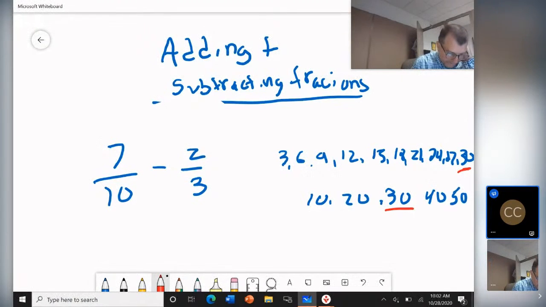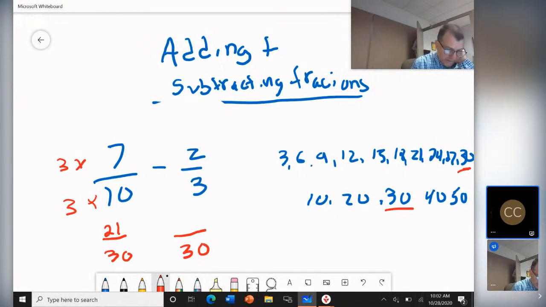So we're going to put this over 30. Okay. So 10 times what equals 30? That's going to be 3. So if we multiply the bottom times 3, we're going to multiply the top times 3. That's going to be 21. And then 3 times what equals 30? That's going to be 10, because we go 1, 2, 3, 4, 5, 6, 7, 8, 9, 10. So if we multiply the bottom times 10, we're supposed to multiply the top. So that's going to be 20.